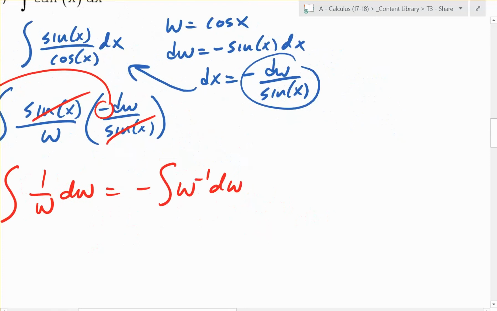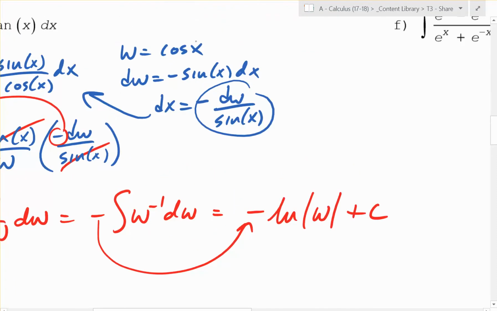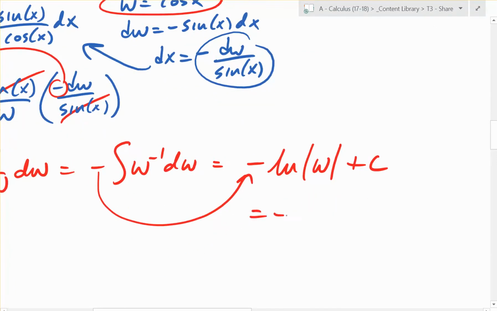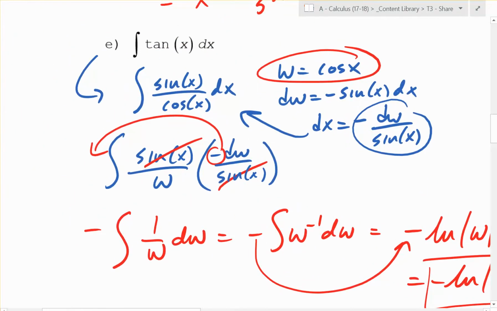And we know the integral of w to the negative 1 is going to be ln of the absolute value of w. And there's a negative outside because of that. Plus c. But what does w equal? Cosine. So you end up with negative ln of the absolute value of cosine x plus c. Just like that. Woohoo. There it is. You could try doing it with w equals sine x and see what happens.